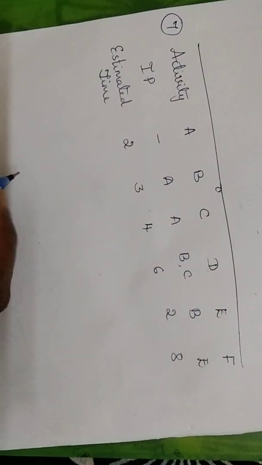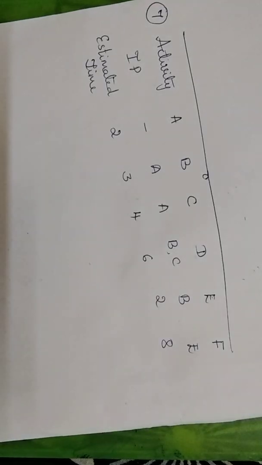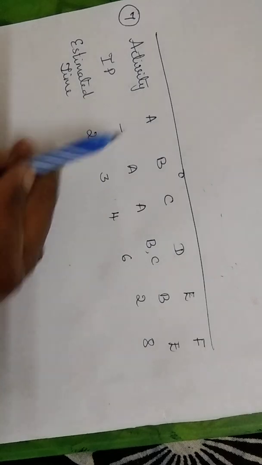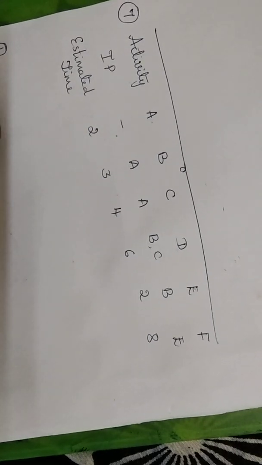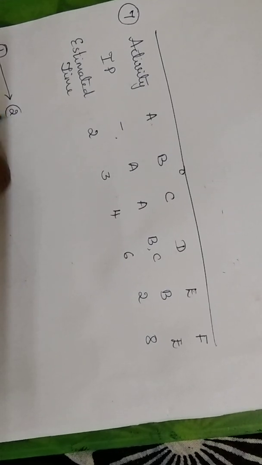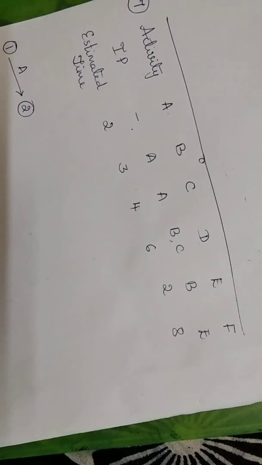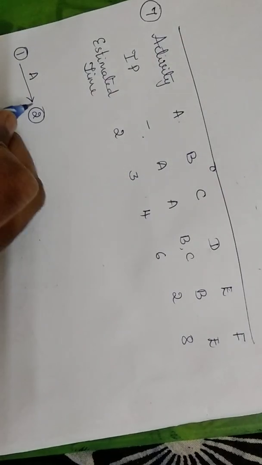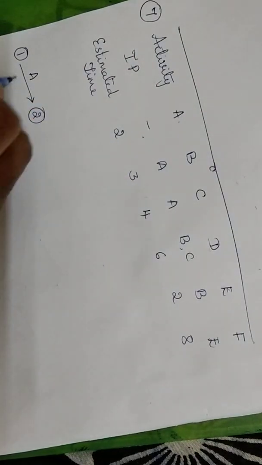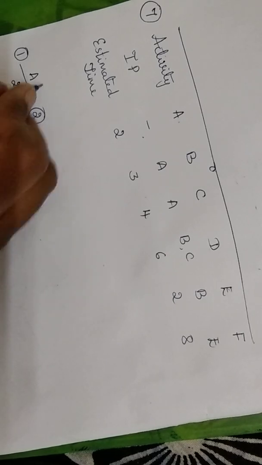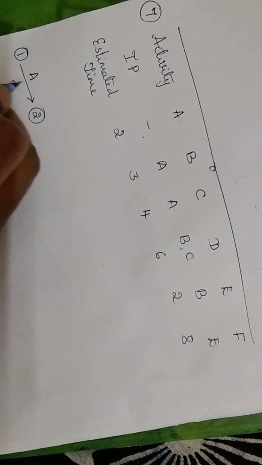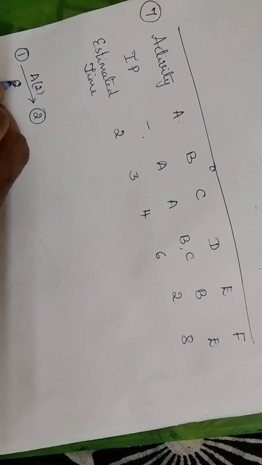Now let us go with the seventh problem here. Here you are given the activities, the immediate predecessors and the estimated time. If you observe A here, it doesn't have any immediate predecessor, so that will be the starting point. So 1 to 2, I complete A. And the time that is required is 2. So I make a note of the time involved here. We can even write it within brackets like this.